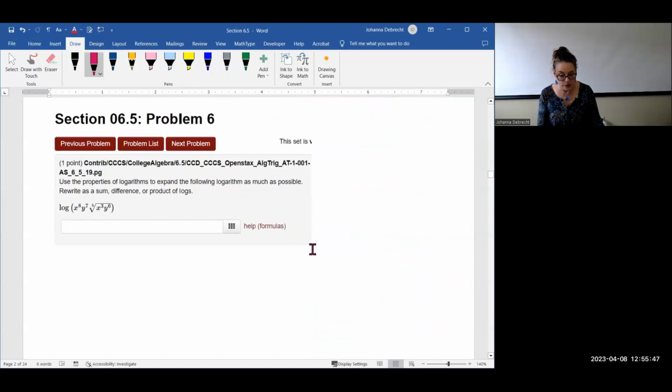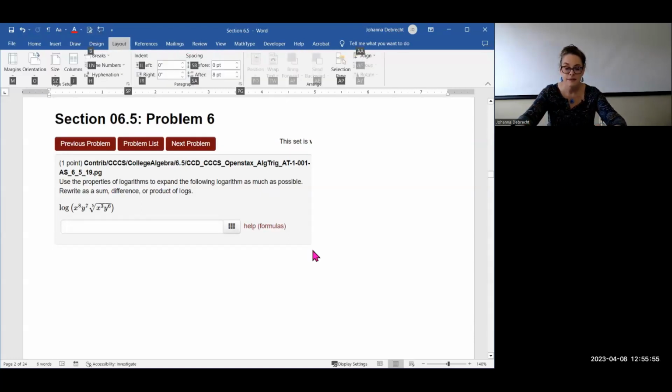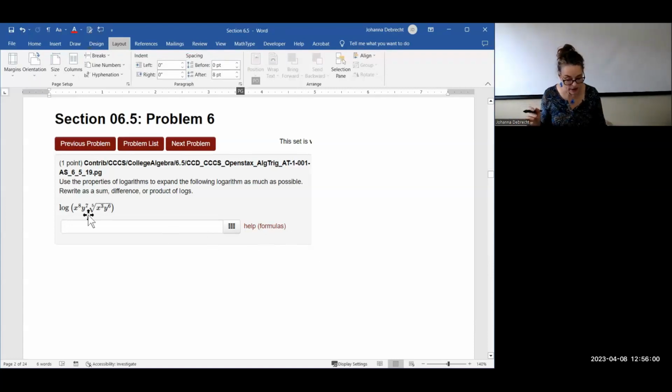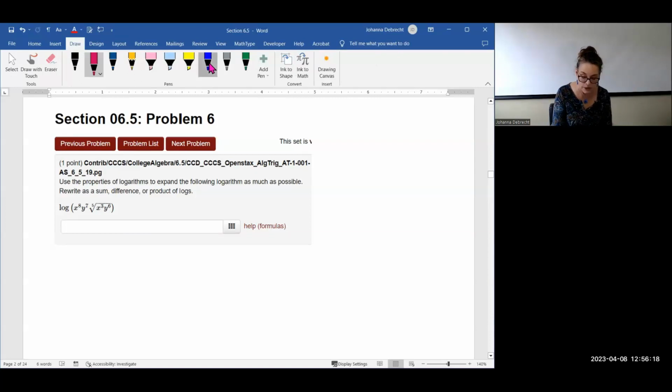All right, let's do another problem where we are stretching these out as much as we possibly can. Okay, so if I'm looking at this one, I want to use the properties of logarithms to expand it as much as I can. And notice I've got this 5th root in here, which we're going to have to talk about how to deal with that. So we actually already know how to deal with those because we know what a 5th root does. So we're going to first rewrite it in a better form.